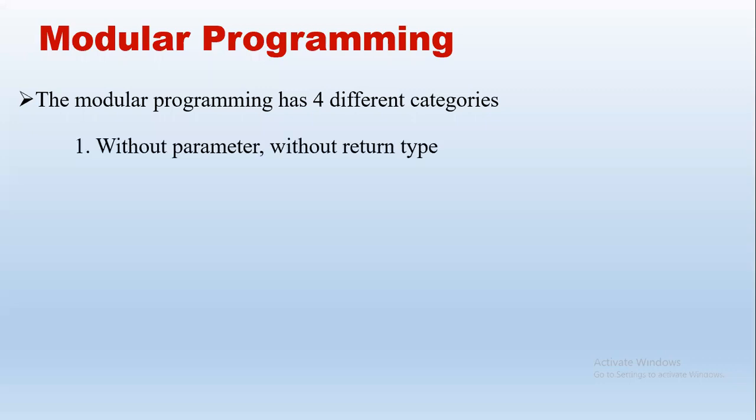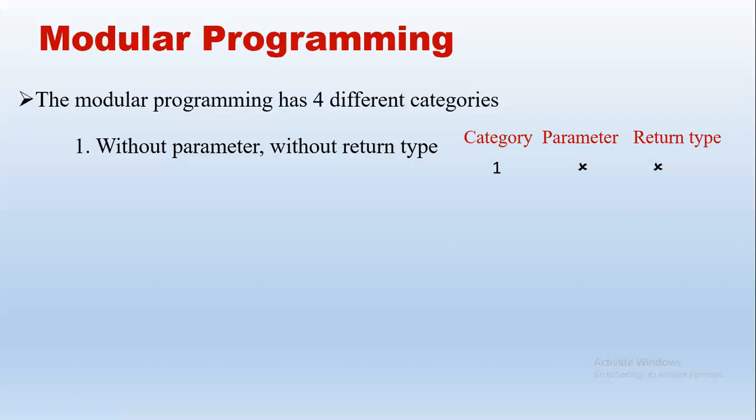The first one is without parameter and without return type. There is no parameter, there is no return type. We saw that there is simply one line called sum and bracket. Nothing is there inside the bracket, that means there is no parameter. We did not write result equal to sum, so result equal to is not there. That means there is no return type. The function is not returning any answer. It may print in the function itself, like we printed total.